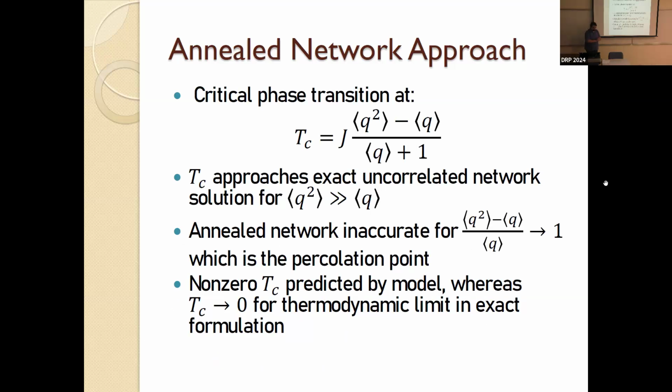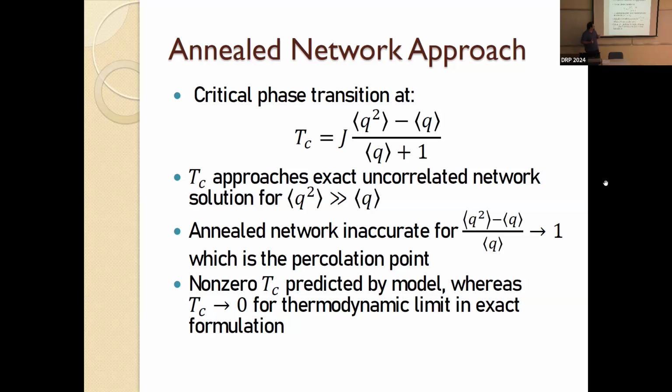And again, our critical phase transition is defined with Q squared averaged and Q averaged, and it approaches an exact uncorrelated network solution for Q squared averaged. Uncorrelated networks, by the way, are networks where the probable degree distribution between two vertices are absolutely unrelated. It is a random distribution. So two details I end up writing here.